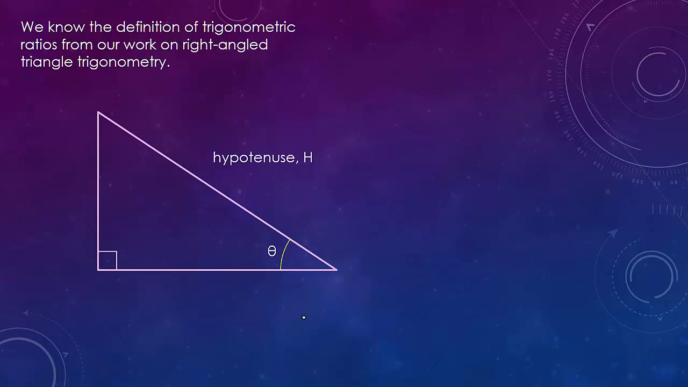this side is the hypotenuse, this is the adjacent, and this one is the opposite. The sine of the angle theta is defined to be the length of the opposite divided by the length of the hypotenuse. The cosine of the angle theta is the length of the adjacent divided by the length of the hypotenuse. And the tangent of the angle theta is defined as the length of the opposite divided by the length of the adjacent.